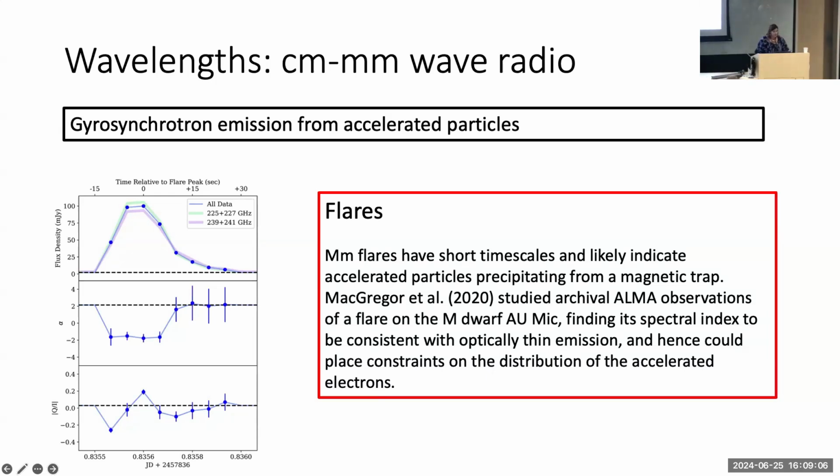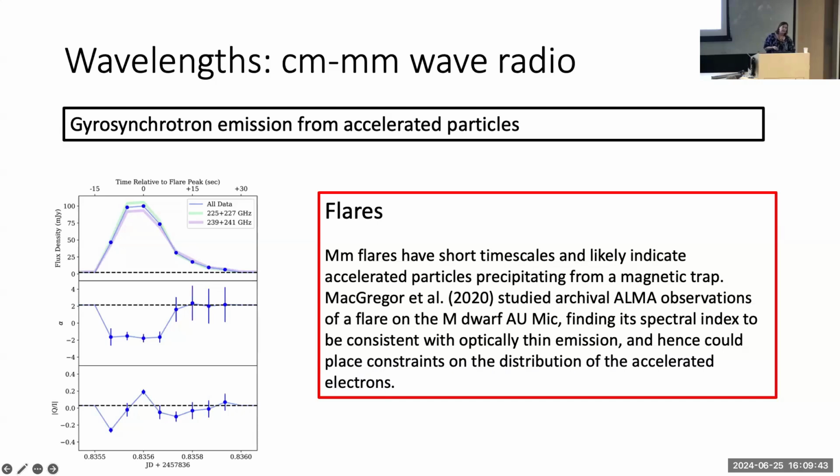Okay. In the last couple of years, there have been some interesting results at shorter wavelengths, at millimeter wavelengths. Some flares were at first serendipitously observed at millimeter wavelengths from a handful of M dwarfs. Meredith McGregor studied some archival ALMA observations of first Proxima and then AU Mic, which is shown here, finding these very impulsive, very short duration flares that lasted for maybe a few seconds to a few tens of seconds. When you look at the spectral index, this is consistent with optically thin emission, and hence you can actually place some constraints on the index of the distribution of the accelerated particle population.